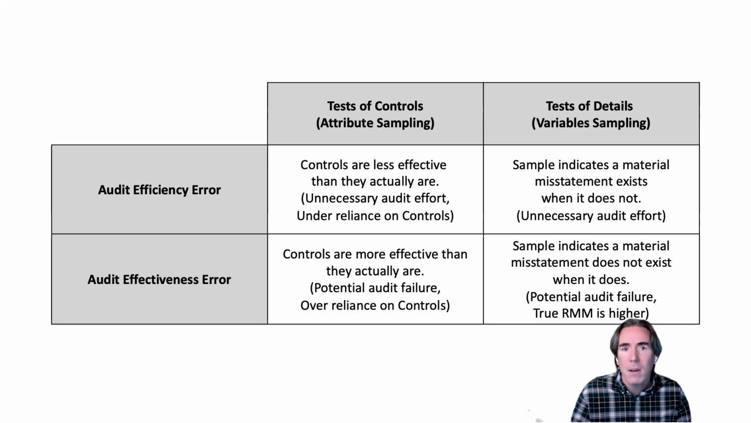An effectiveness error is when we don't find that there's a material misstatement, but there in fact is a material misstatement. This will cause us to issue the wrong opinion. This is an audit failure. And so we want to minimize the risk of audit effectiveness problems while also recognizing that efficiency problems come at a cost.